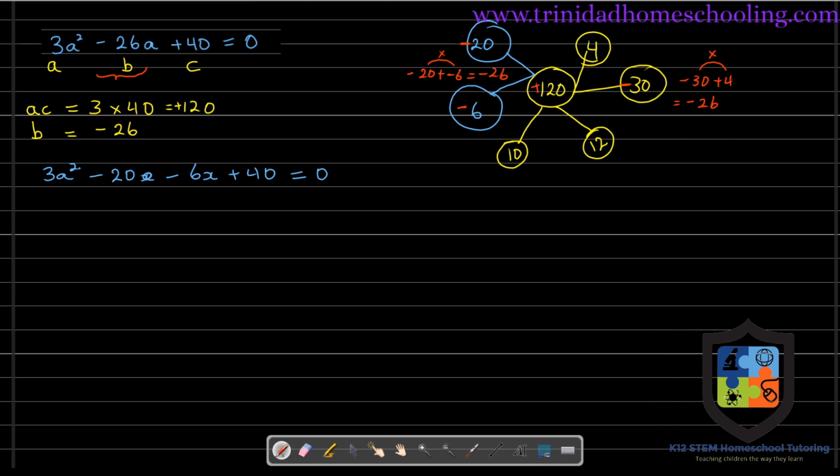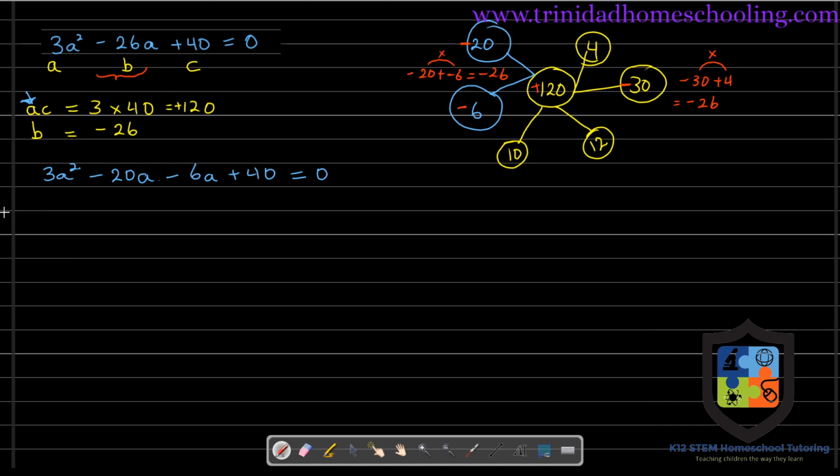One change: this here should be a, not x, because we have our unknown, and our original quadratic equation is in a. Now this a here is not this a; they're not the same. So 20a, and 6a, not x, because our unknown term they gave us is a.